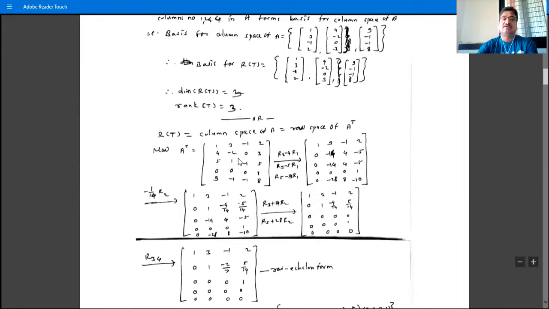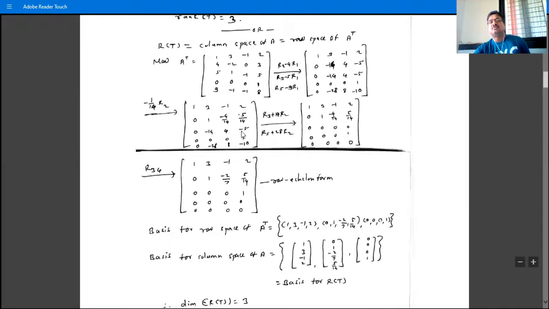So this is A transpose. Interchange the rows and columns. So we have this A transpose, and now we have to find the row space of A transpose. So this is the matrix, and we have to find its row space. And how can we find the row space, or a basis for the row space?